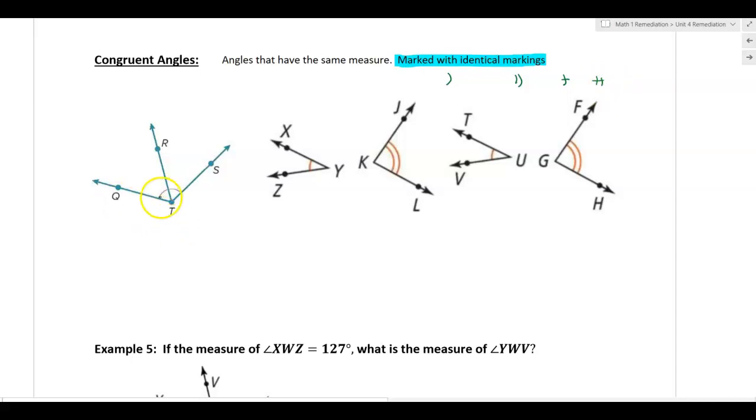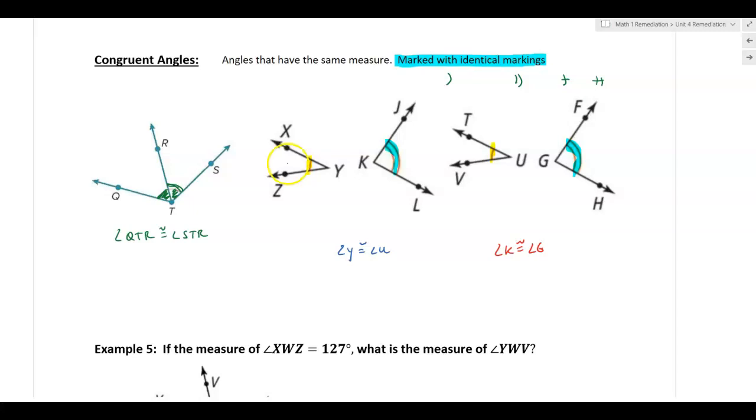So right away in this first example, they're telling you that these two angles are congruent. That tells me angle QTR is congruent to angle STR, so this angle is congruent to this angle. When I look at the other examples, the one tick mark, I know those angles are congruent, so angle Y is congruent to angle U. And if I look here, I have double tick marks or double arcs. So I know right away that angle K is congruent to angle G, meaning they have the same measure.